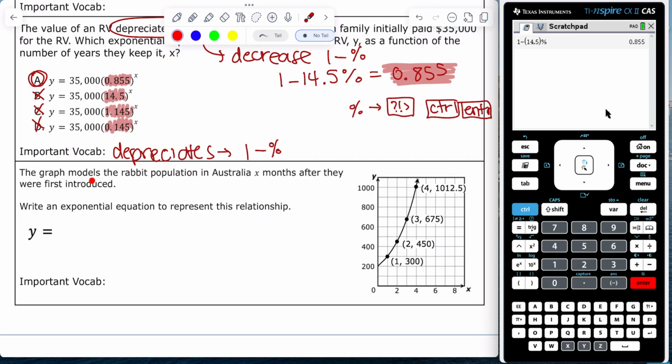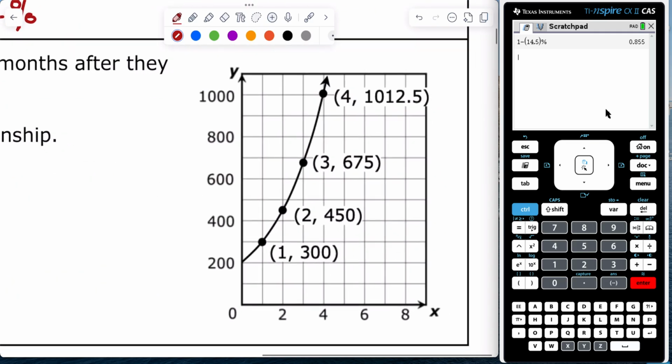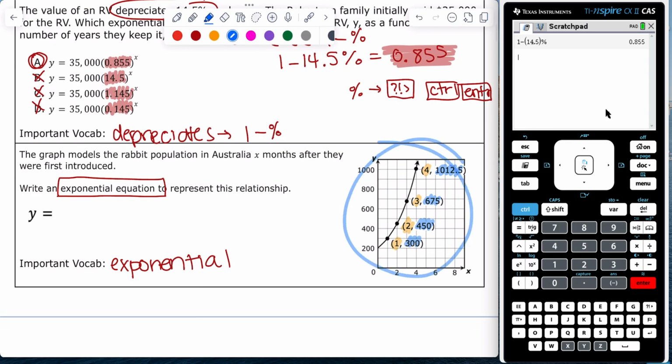It says the graph models the rabbits' population in Australia X months after they were first introduced. Write an exponential equation. So right here, the most important word is exponential equation. Exponential. So I have right here in my table my x, x, x, x, and then I have my y, y, y, y. So I'm going to take these points to Desmos. Okay? Please do your work.